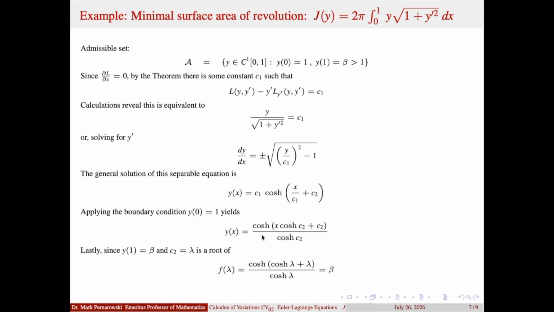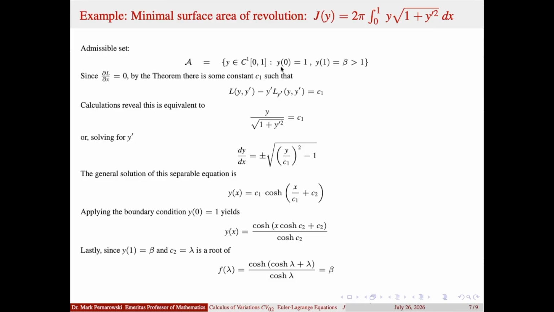here's a different example. This is a minimal surface area of revolution, and this is a formula. If I tell you what y of x is and I revolve it around the x-axis, then in first year calc you would see a formula that looks like this and says the total surface area of revolution is given by this formula. It's using the method of disks. So what I want to do is extremize this functional.